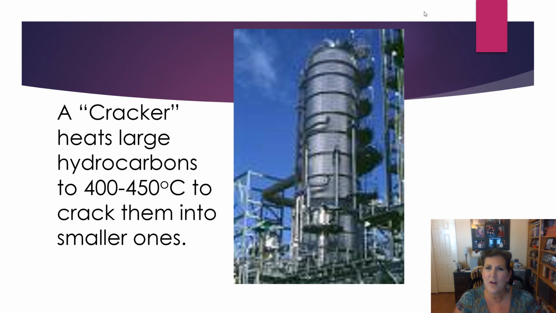So there's a picture, not a very good one, I know, of a cracker. It heats the large hydrocarbons to about 400 to 450 degrees Celsius, which is really hot, way high in Fahrenheit. And we crack them into smaller ones. So it cracks the big hydrocarbons into little ones that are more useful. The cracker. Don't confuse a cracker with the distillation process. 2 very different things. Make sure you remember both of them and remember what they are. Distillation separates the hydrocarbons in crude oil from each other. The cracker takes the heavy ones, the big ones, and breaks them down into the more useful, smaller hydrocarbons.